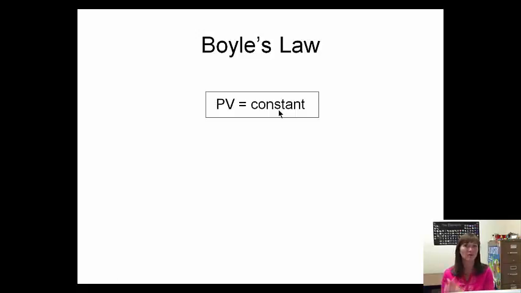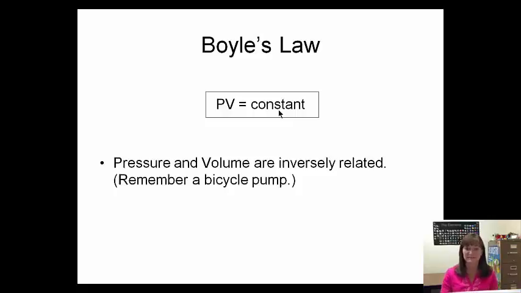Okay, so if you hold constant the moles of gas and temperature, and you have a container at a particular pressure and volume, you can change the pressure, and the volume is going to change in such a way that their product is always constant. So pressure and volume are inversely related.